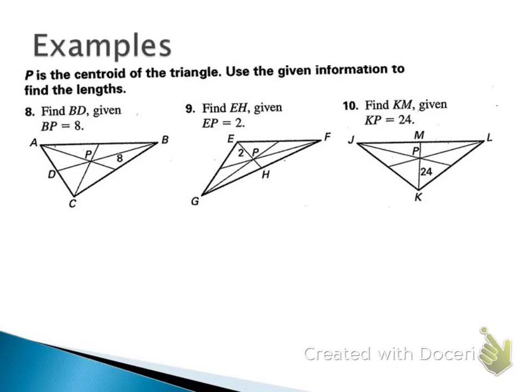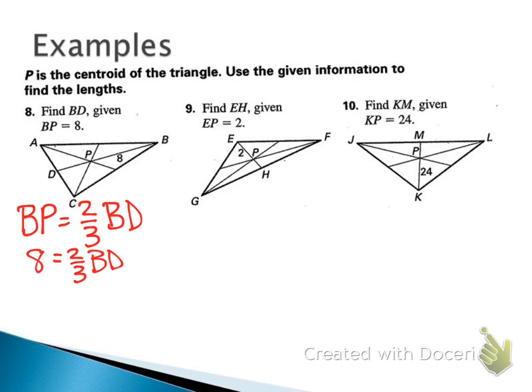On example 8, we are asked to find the length of BD, which is a whole entire median, the big long piece of it. We are told that BP has a length of 8. BP is from the vertex to the centroid. So if we apply our theorem, it would say that BP is equal to 2/3 the length of BD. Which of those two values do we already know? BP or BD? BP is 8.